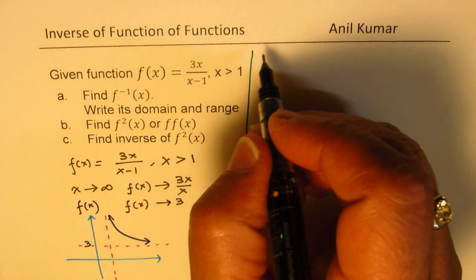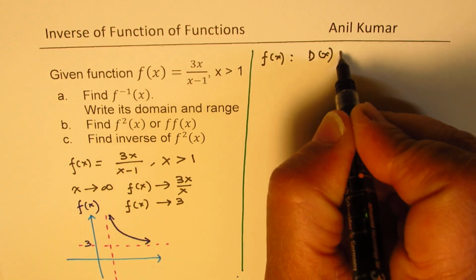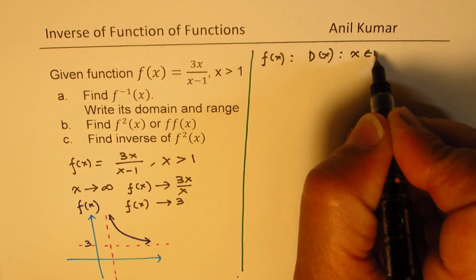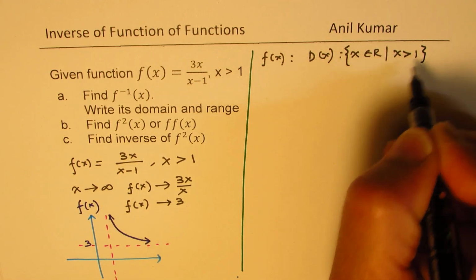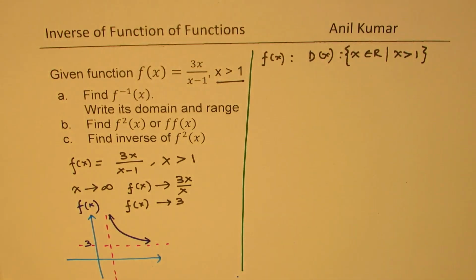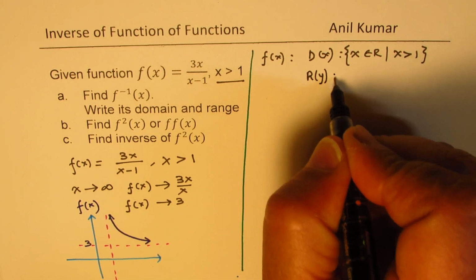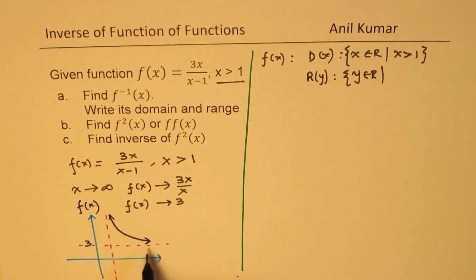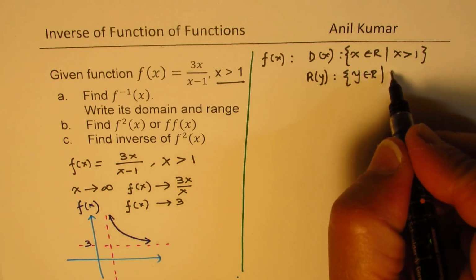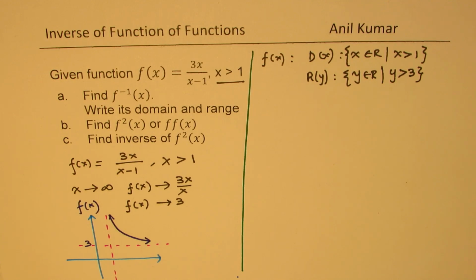So clearly, as far as the function f of x is concerned, its domain is x belongs to real numbers where x is greater than 1, since we are given that condition, right? And the range is y belongs to real numbers where y is greater than 3, correct?